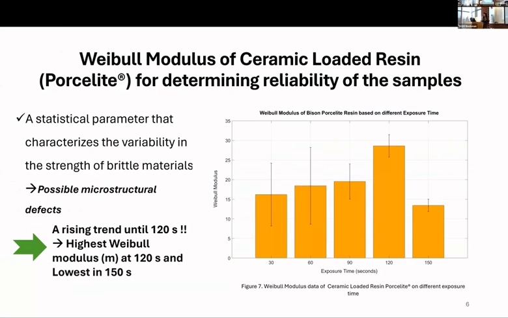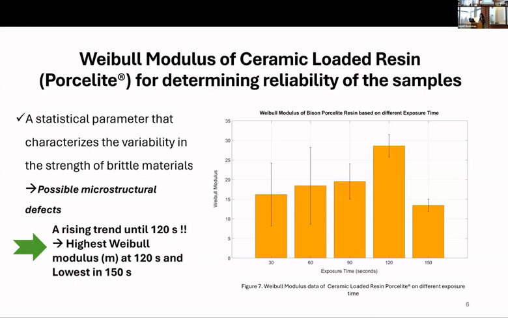When we look at the strength values, we actually see a more complex result. We first analyzed the strength, then we found the Weibull modulus. Weibull modulus is a statistical parameter. Basically, it tells us that if you have a high Weibull modulus, it means that your samples are more reliable.